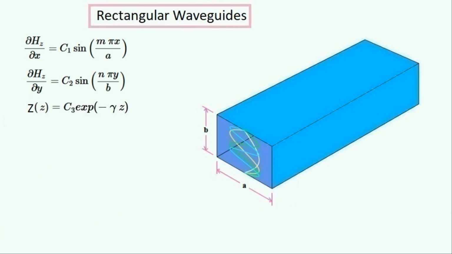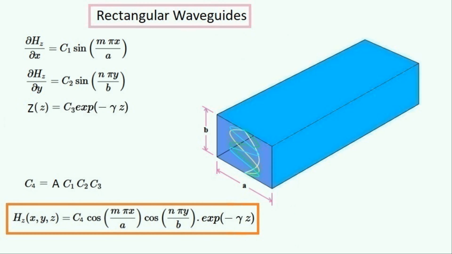We now have these three expressions that we have to put together to find HZ. These derivatives of HZ will be equal to these expressions when HZ is equal to this expression. We know that HZ has to solve the wave equation, so it must be a sinusoid function of x. So it must be a cosine function of x, because its derivative with respect to x must be 0 at the walls, and similarly for y.